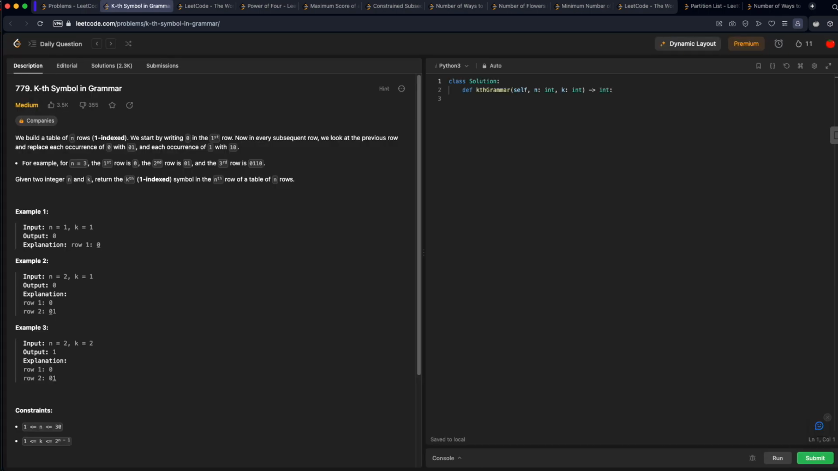Today we're looking at LeetCode problem 779, kth symbol in grammar. This is a medium problem. We build a table of n rows, one indexed. We start by writing a 0 in the first row.